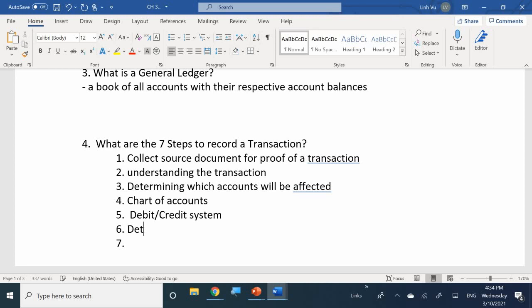A journal should be used to record the transaction. Good. Determine which book to record the transaction. And lastly, what is step number 7? Is it just record? Yes. Record the transaction. Okay.